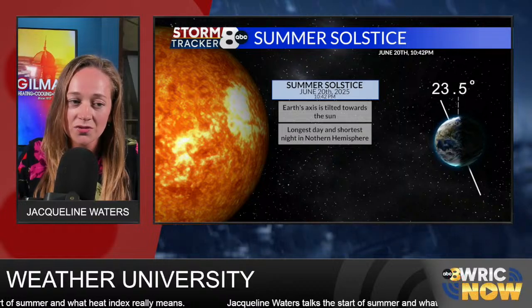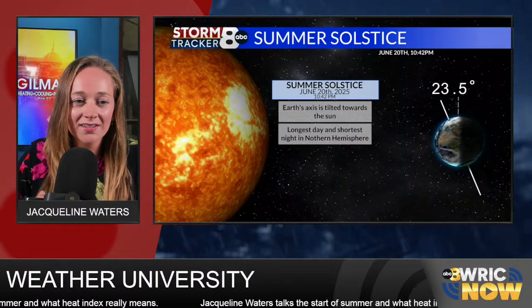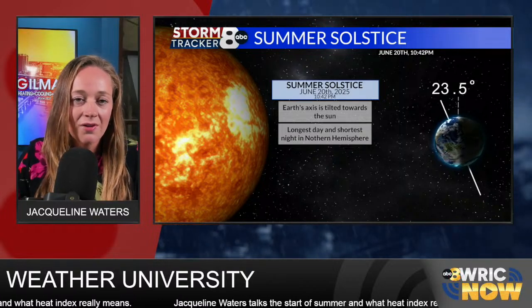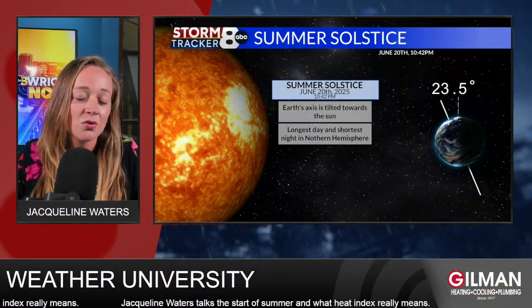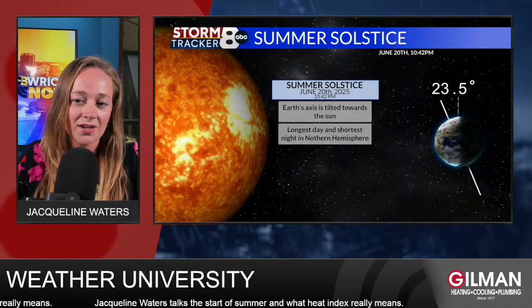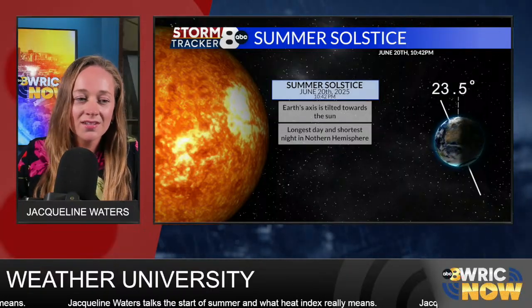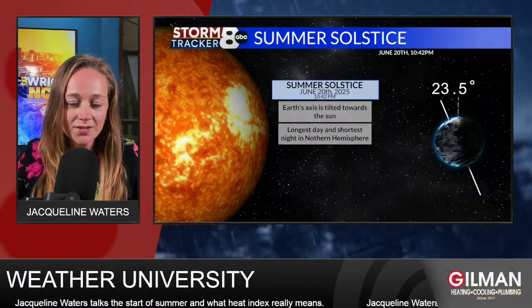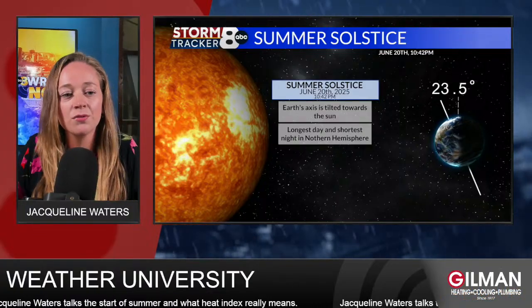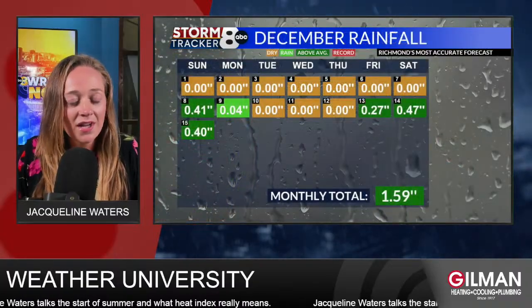It's called the summer solstice, and obviously the Earth's axis is tilted 23.5 degrees, and the summer solstice marks the longest day and shortest night in the northern hemisphere. And that's the opposite for the southern hemisphere because the southern hemisphere is tilted away from the sun. So the seasons are all just related to the Earth's tilt, which I really love.